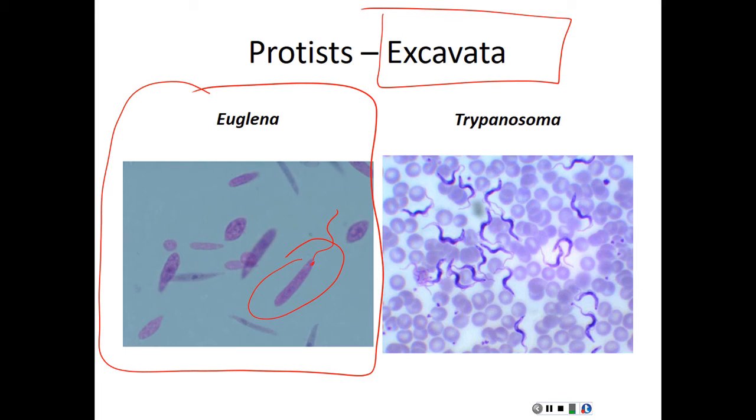Another thing about Euglena is many of them are what we call mixotrophs, meaning that they have some photosynthetic ability, but if sunlight is not readily available, they can also act as a heterotroph and eat food from their surrounding environment.